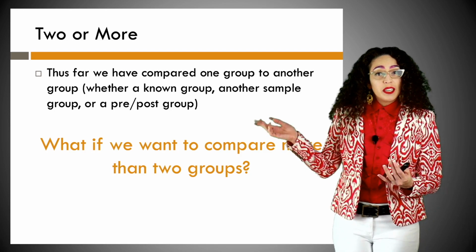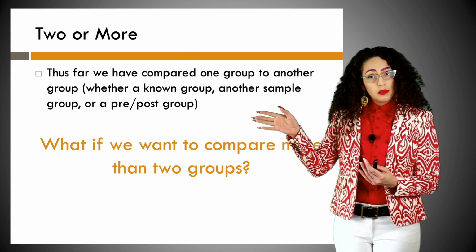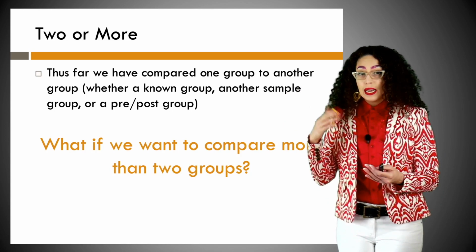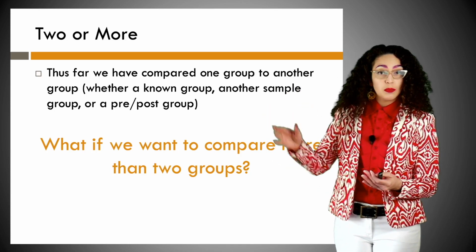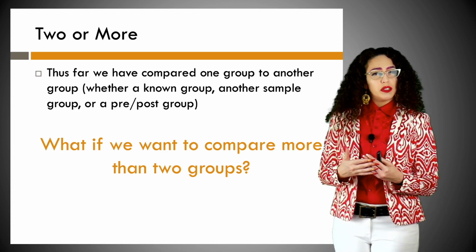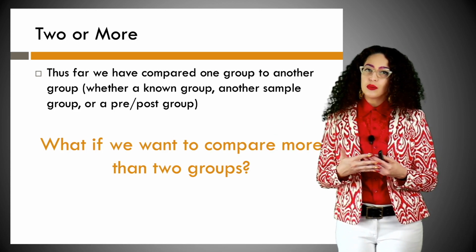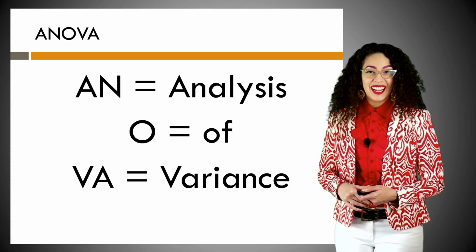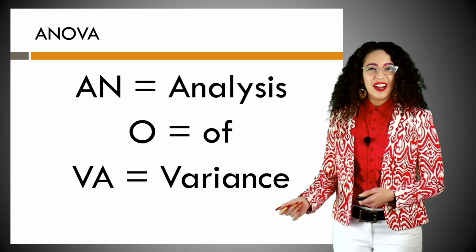Thus far, we have been comparing one group to another group, whether this is a known group, a known population mean like a national average, another sample, a totally different group, or some sort of pre- and post-test scores. But what do we do if we want to compare more than two groups? What do you think we should do? ANOVA! ANOVA stands for Analysis of the Variance.